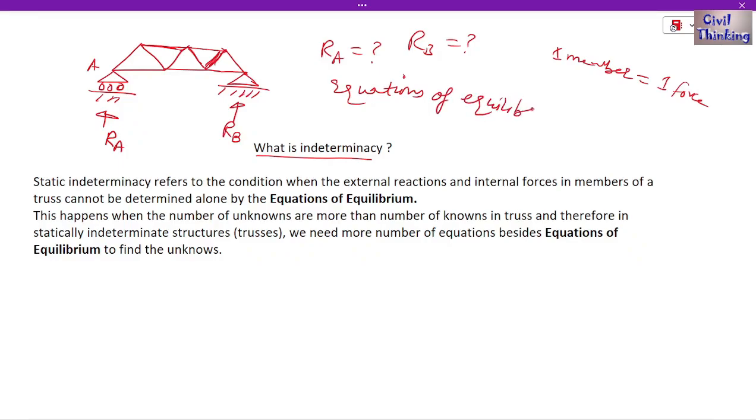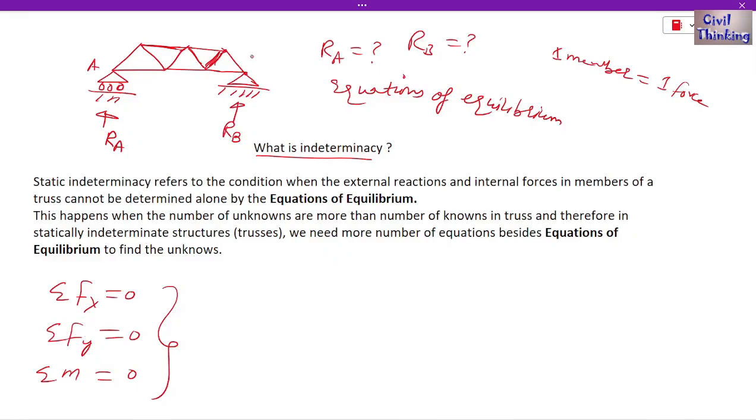Now what are the equations of equilibrium? They are summation of Fx equal to 0, summation of Fy, forces in the y direction, equal to 0, and summation of moment at any point is 0. Now I have already made a video lecture on equations of equilibrium, static equilibrium. If you don't know about it or you want to know more, please click on the pop-up. These are the equations of equilibrium.